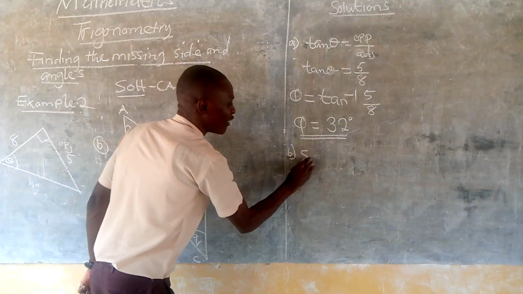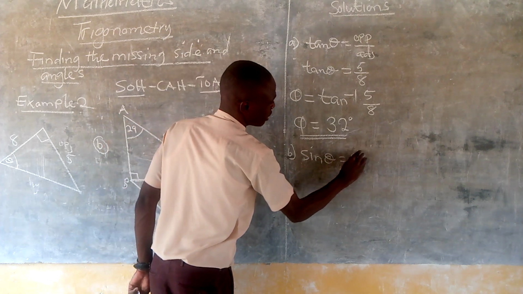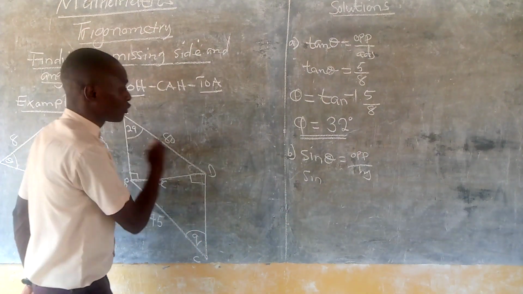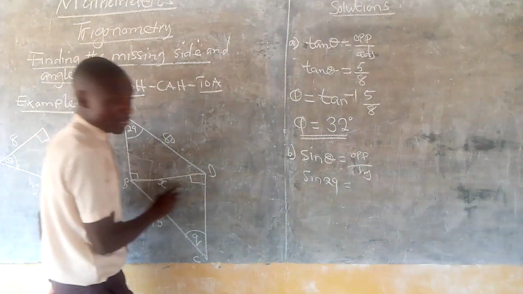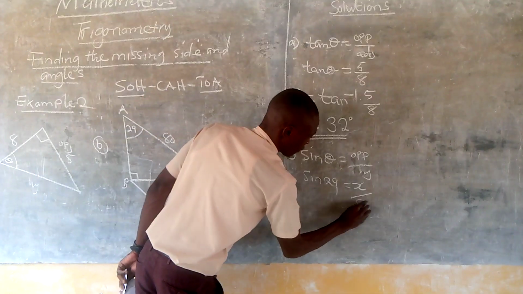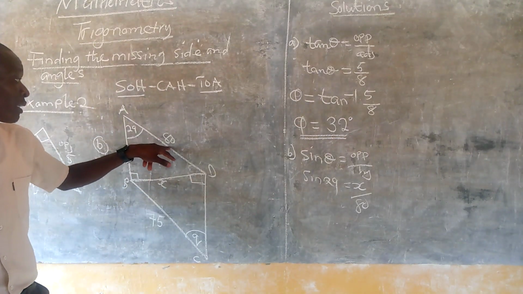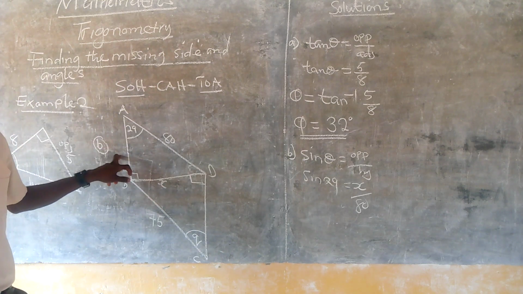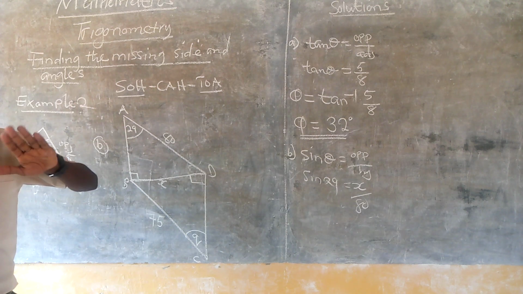It will be sine, because opposite over hypotenuse. Let's substitute: sine 29, because opposite is x, the side we're finding, over hypotenuse, which is 8. Very good. The other point you need to know is, if the hypotenuse is this number, the missing sides, for example x and this one, shouldn't be more than 8, because the hypotenuse is the longest side on a right angle triangle.